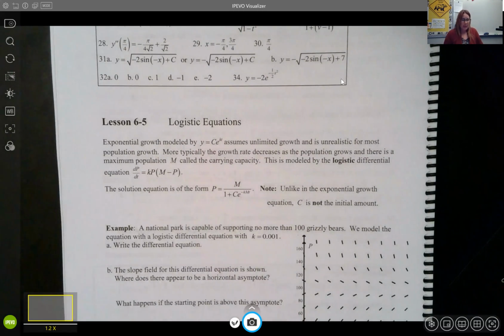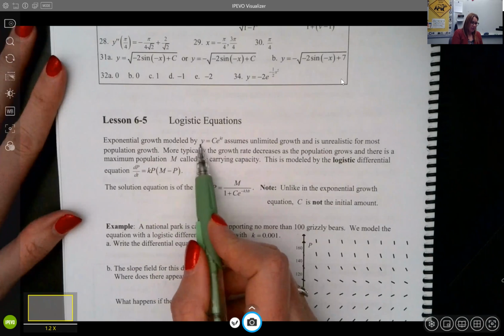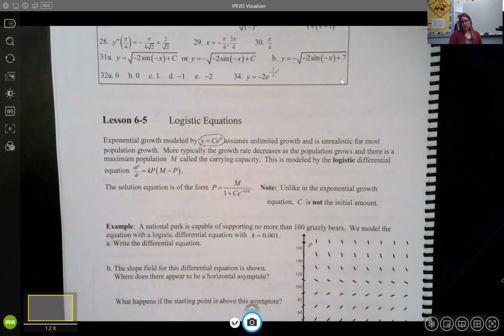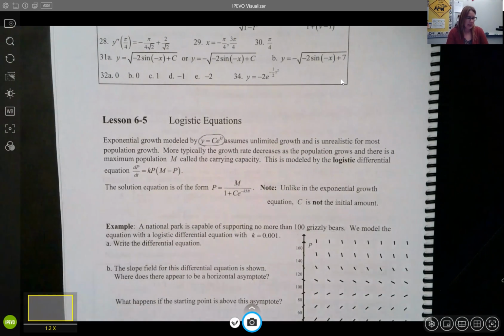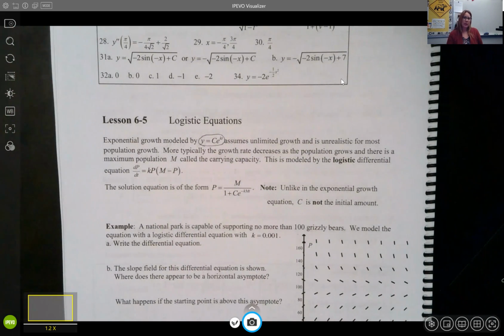Okay, so this is 6.5, logistic equations. So we've talked about exponential growth, okay? We've done y equals C e to the kt. But what you notice when I put this in a real life situation is that typically it's not going to be unlimited growth. It's not just going to keep going forever and ever to infinity. Typically, something will level off when we're representing real life situations, okay? Especially with population growth. Typically, you're going to hit a maximum population, and then the population will kind of hang out there or decrease from there.